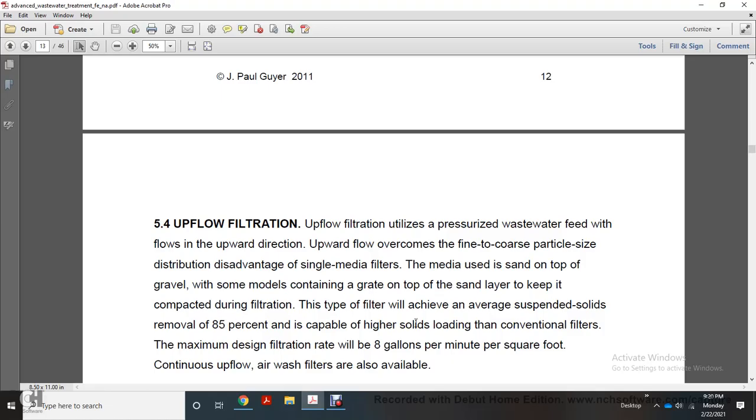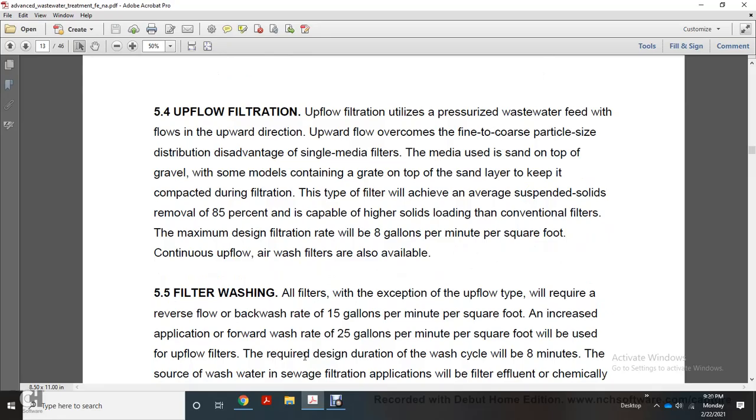Type of filter achieved with gravity: suspended solids removal 85%, capable of higher solids loading than conventional filters. Maximum design filtration rate will be 8 gallons per minute per square foot. Continuous upflow air wash filters are also available.